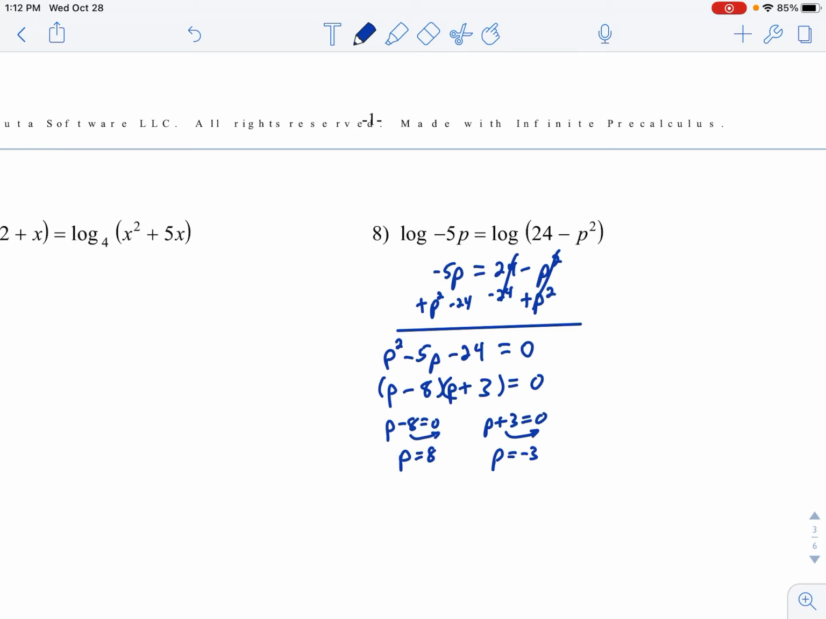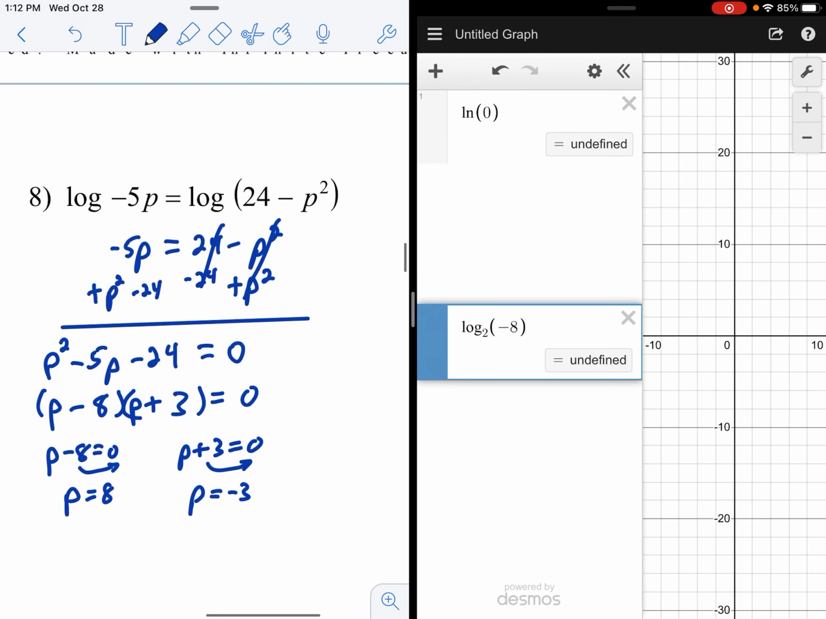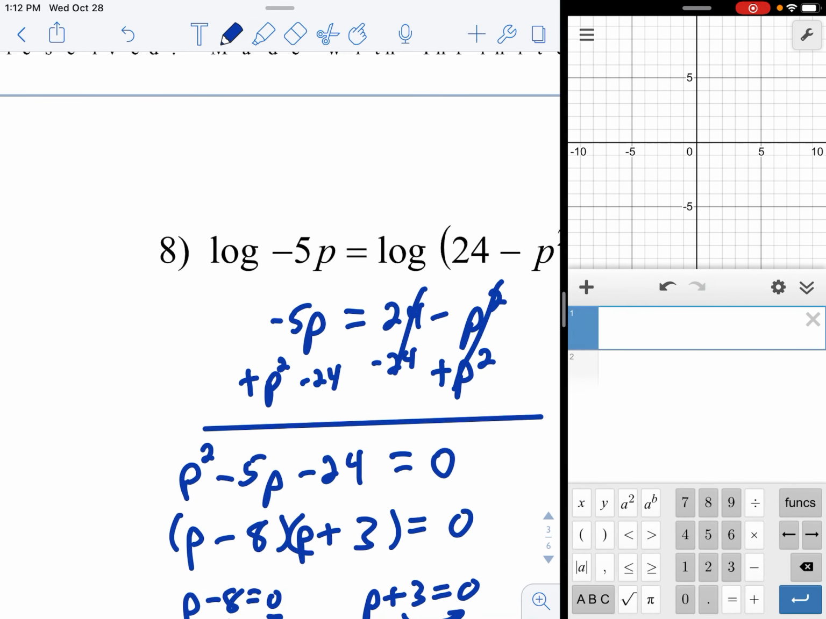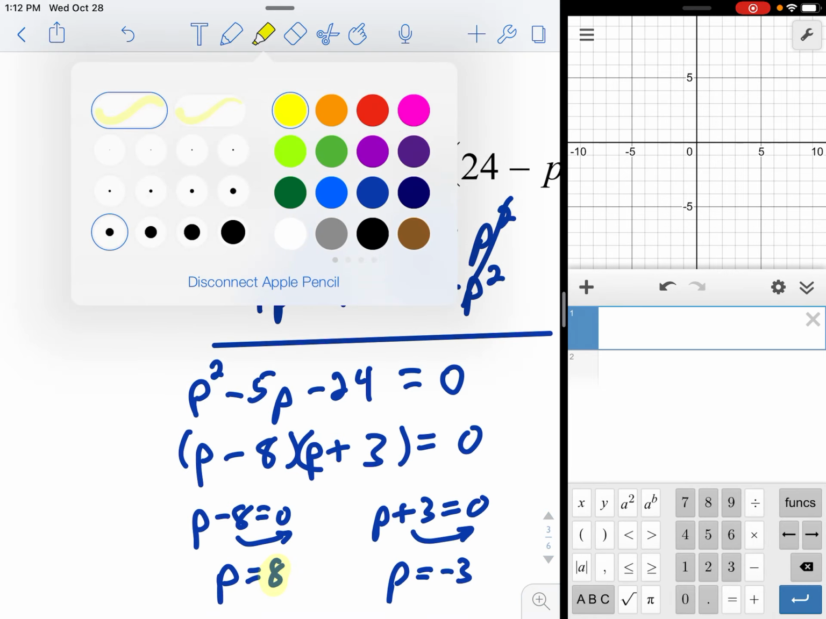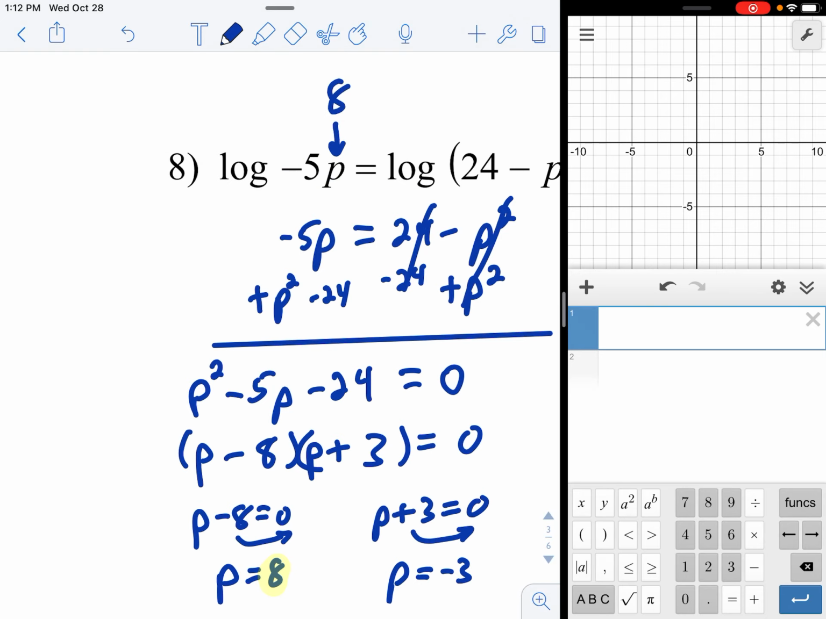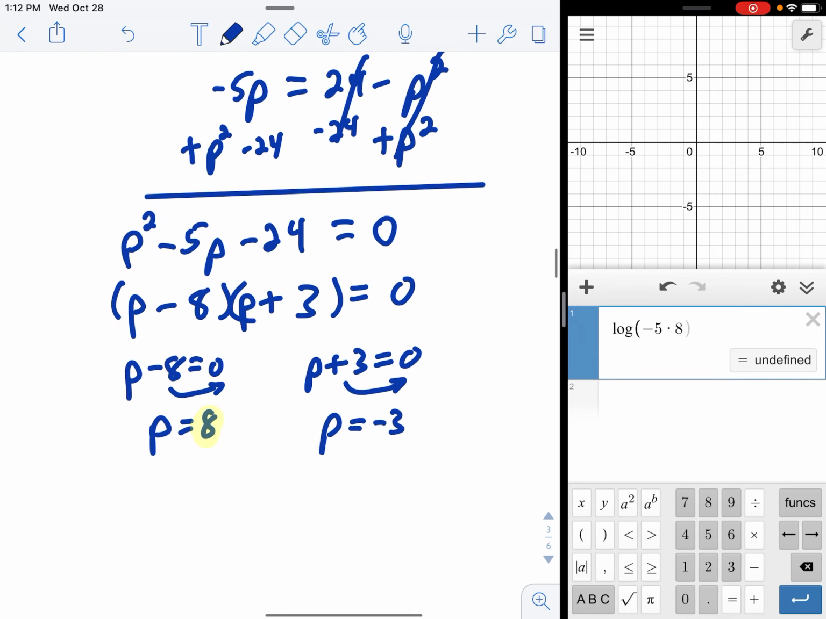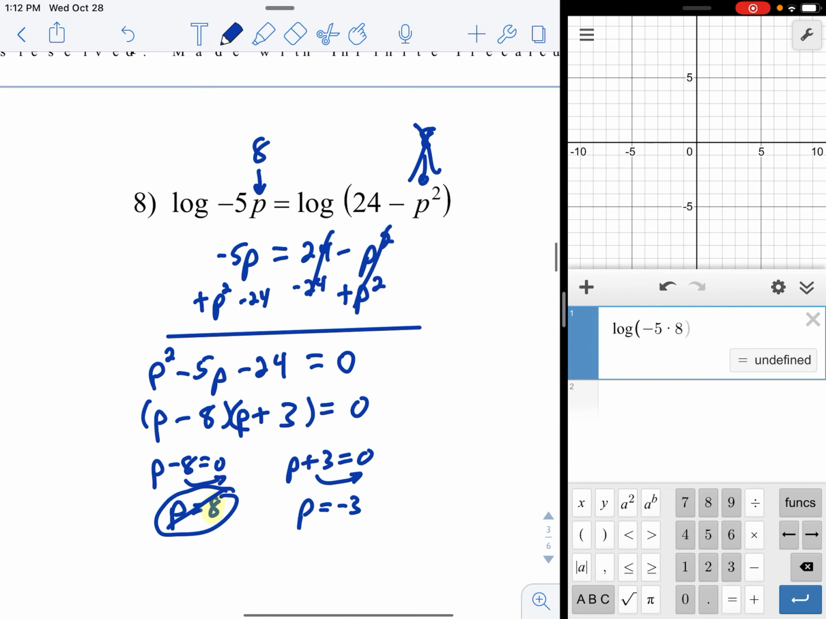So let's start with -3. In fact, you know what I'm going to do? I'm going to bring Desmos into the picture. So this is a common log. Let me do it this way. Okay, so I'm going to start with plugging in 8, an 8 here and an 8 here. So function log, I use the common log button, -5 times 8. It says undefined. I don't even need to plug it in here. I already have this giving me undefined. So I know that is an extraneous solution.